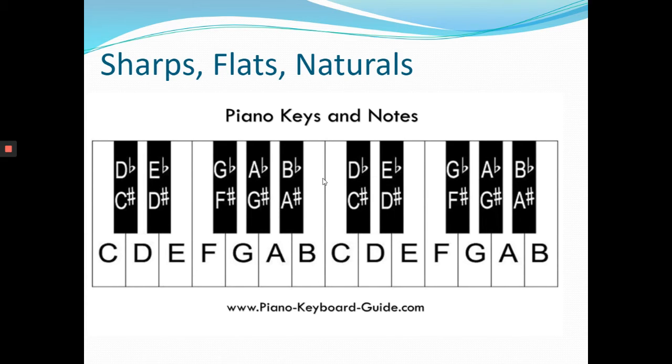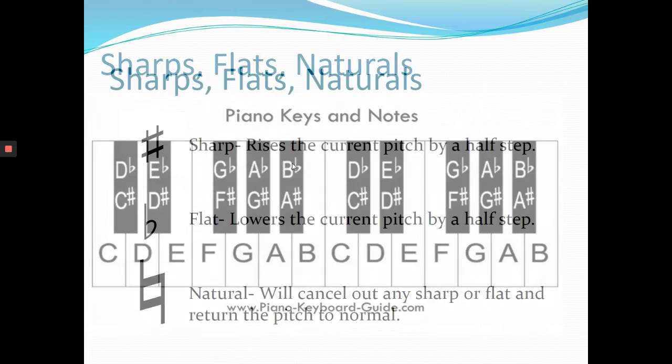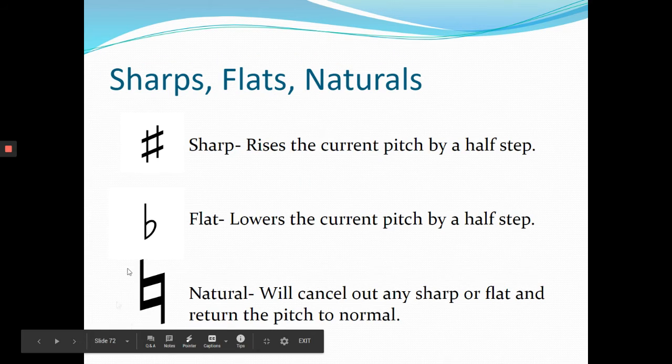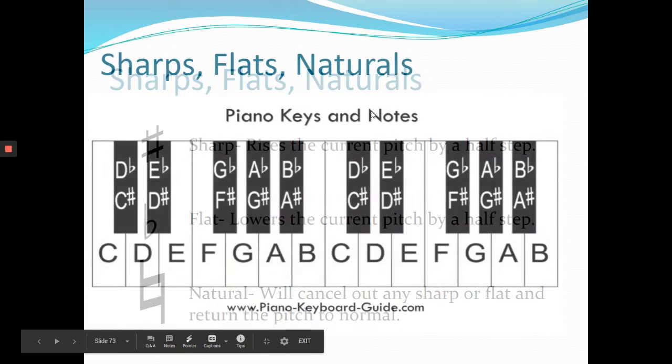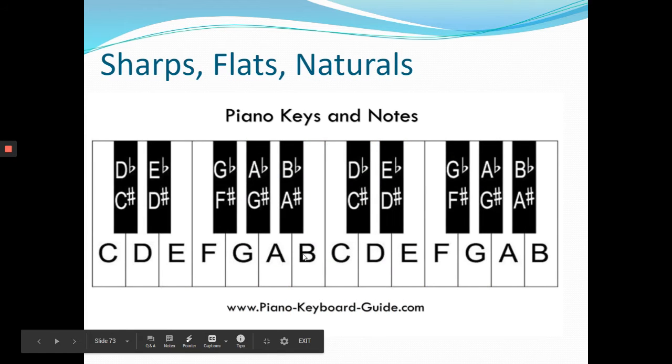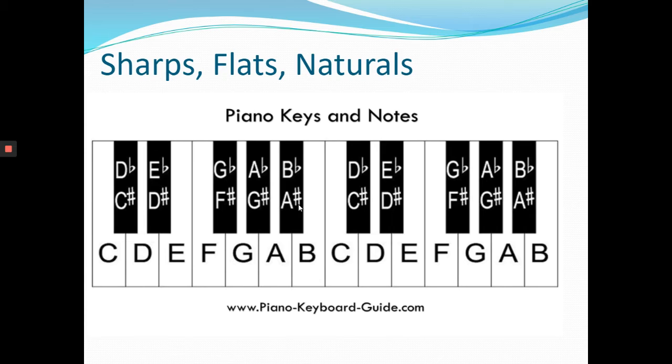Sharps, flats, and naturals. Now, natural means that if I've been playing a B flat throughout the entire song, but at some point the writer wants me to play a B, they will put a natural sign next to it, right? And then instead of playing B flat, I'm going to play B. It cancels out the sharp or the flat that is in the music that you've been playing, okay?